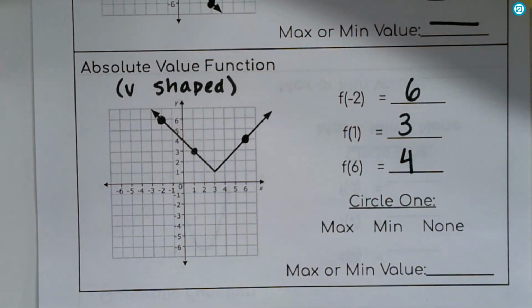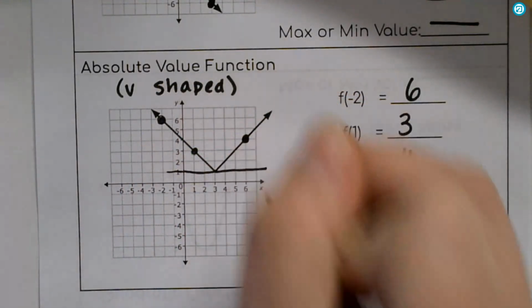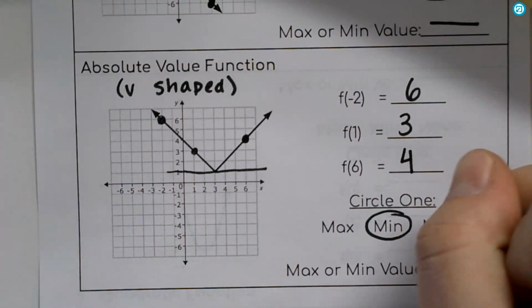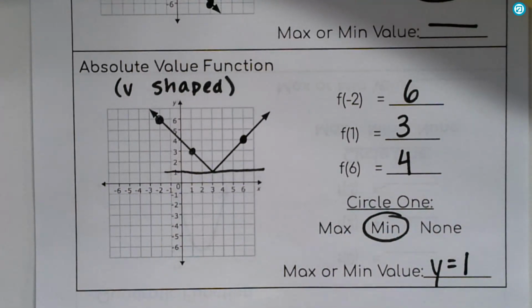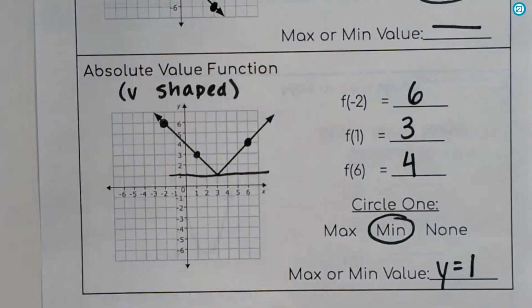Okay, does this graph have a high point or a low point? Top of a hill, bottom of a valley. A low point. So if it could collect water there, that would be a low point. So that is a minimum. And we are looking at the y value of the minimum. So the minimum is right there. That would be at y equals 1. I'm going to write it as a y equals equation. Hey, any questions on that guy?